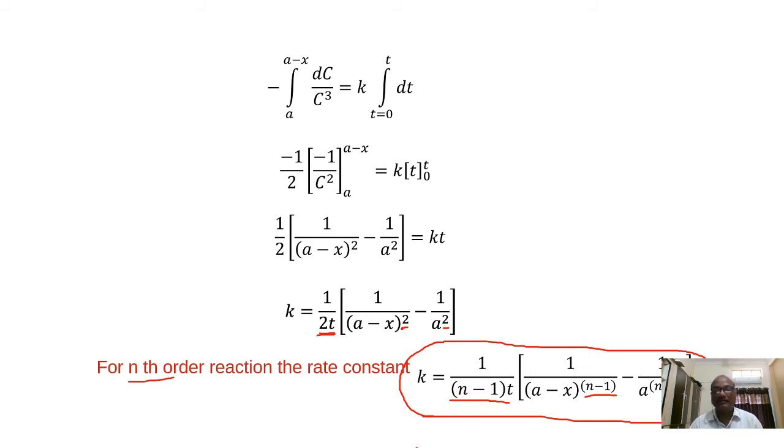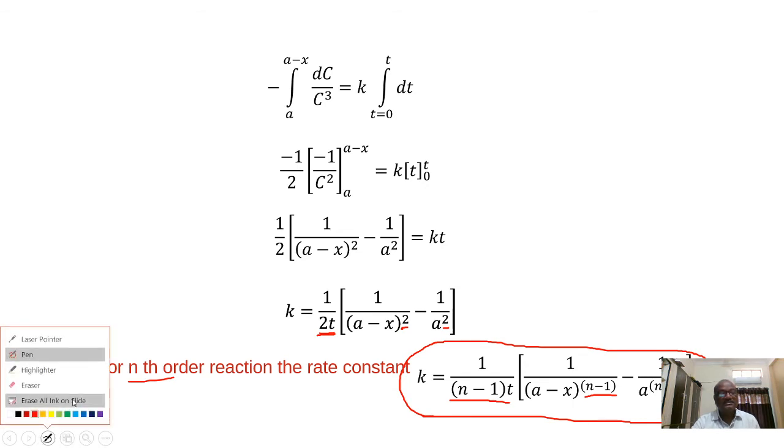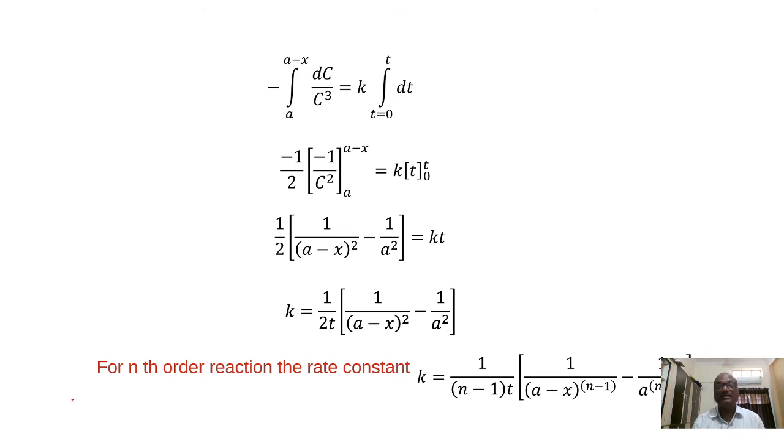Second and third order we can understand very well. There you have to substitute the value of n. In second order, you substitute n is equal to 2, so we get 1 by t into 1 divided by (A minus x) minus 1 by A. For third order, you substitute n is equal to 3: 1 by 2t into 1 divided by (A minus x) power 2 minus 1 by A power 2. Like that, we see the rate constant of nth order reaction, where only one reactant is present in the reaction and following the nth order.